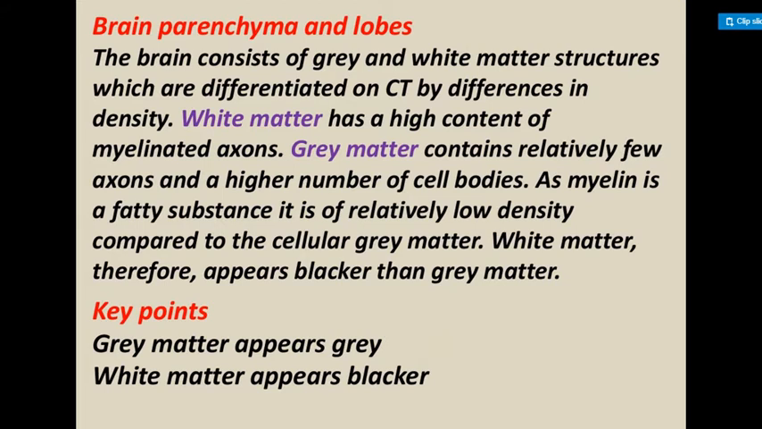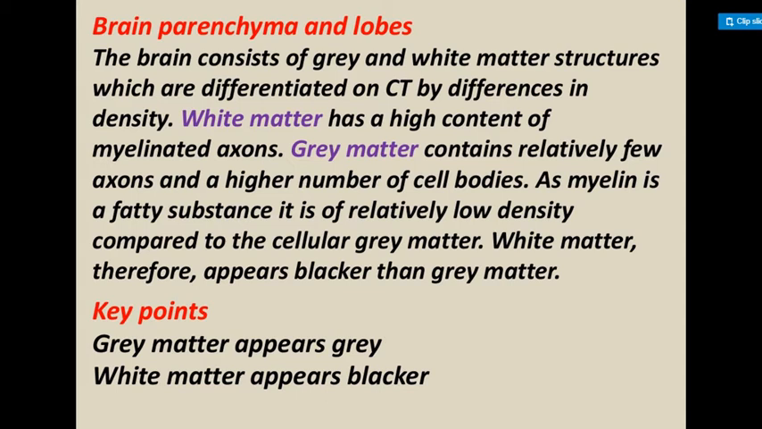Brain parenchyma and lobes. The brain consists of gray and white matter, as you know, which are differentiated on CT by differences in density. The white matter has a high content of myelinated axons. Gray matter contains relatively few axons and a higher number of cell bodies. As myelin is a fatty substance, it is of relatively low density compared to the cellular gray matter. White matter, therefore, appears blacker than gray matter.